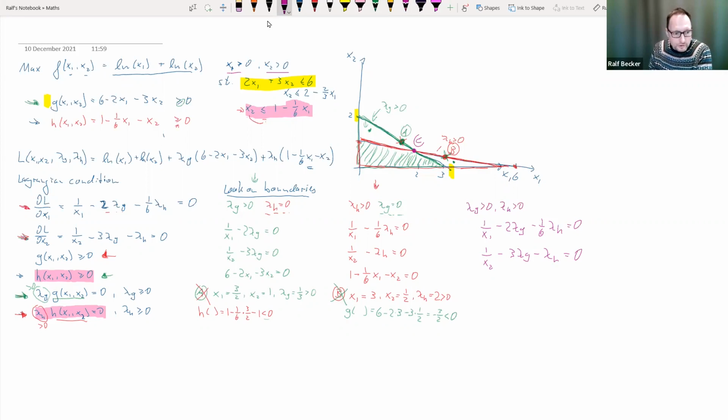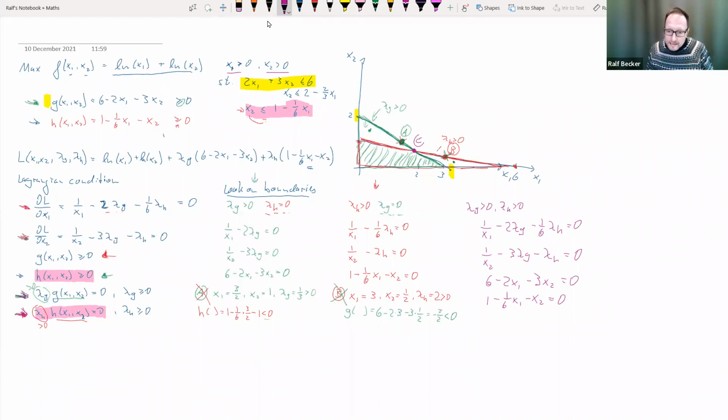But now I can invoke both of my complementary slackness conditions. So I'm basically using both of my constraints. I know that I'm on both lines. So that is 6 minus 2x1 minus 3x2 is equal to 0, and 1 minus 1 over 6 x1 minus x2 is equal to 0. So now I have 4 equations in 4 unknowns. How can we potentially solve this?